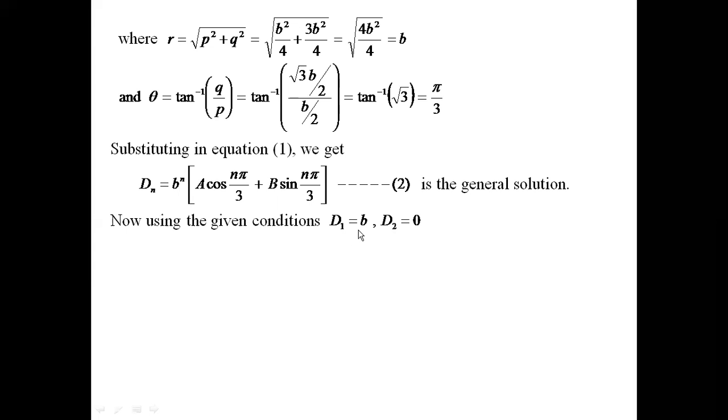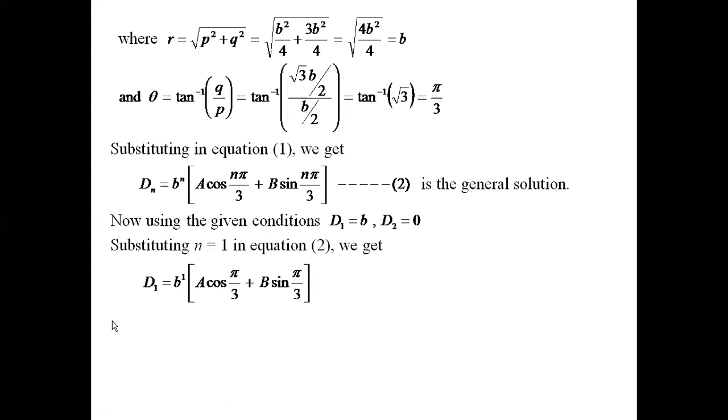D1 value is given, which is b. D2 value is given, which is 0 from the data. So we substitute n equal to 1 and n equal to 2 in equation 2 so that we can impose these initial values onto equation 2. We have d1 equal to b power 1 into, n equal to 1 we are taking now, that's why b power 1 into A cos pi by 3 plus B sin pi by 3.